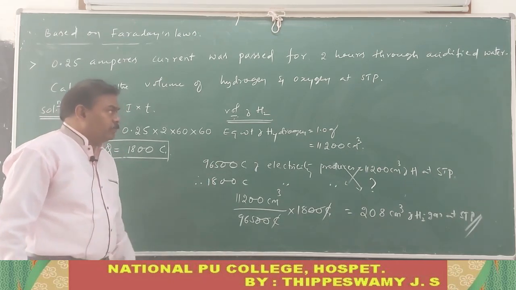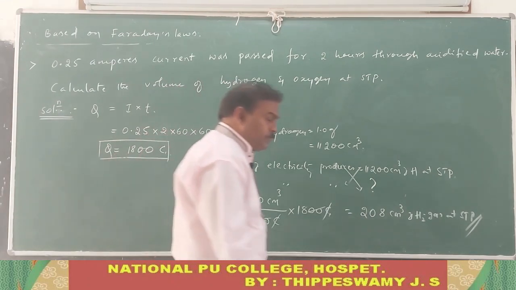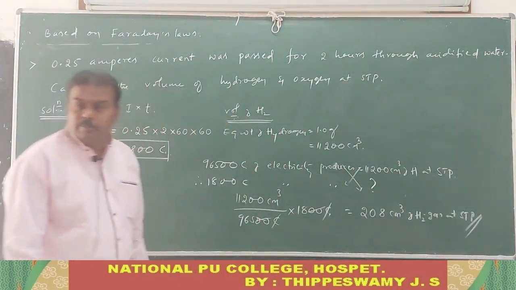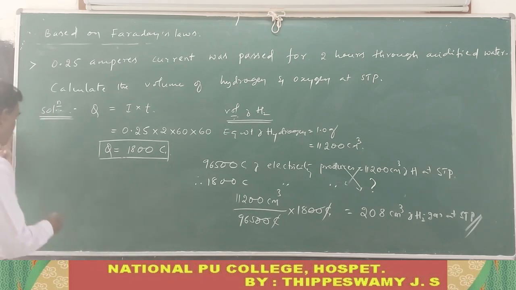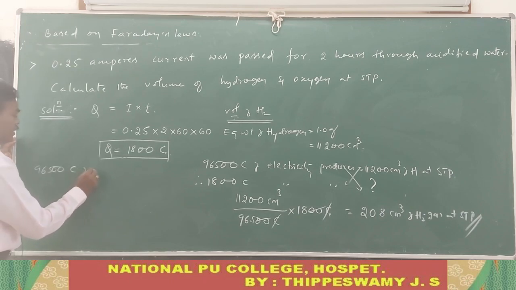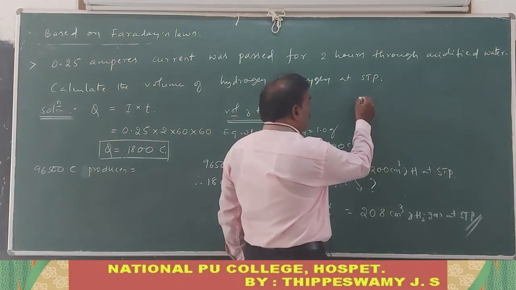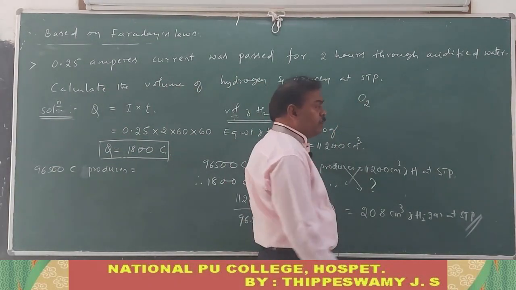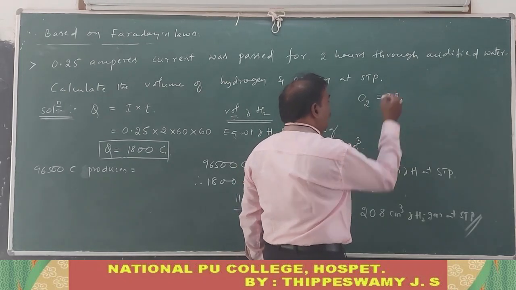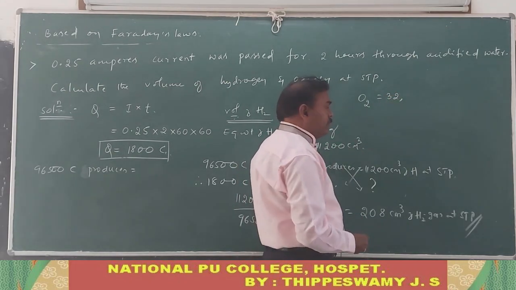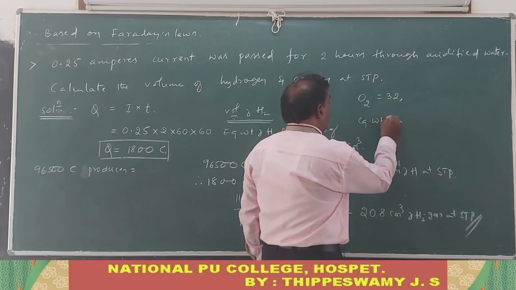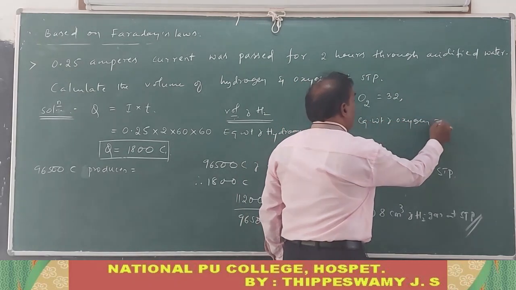Similarly, how to find the volume of oxygen at STP? Can you tell me now? In the same manner, 96,500 coulomb of electricity produces how much oxygen? We know that the formula of oxygen gas is O2. Its molecular weight is 32. And what is the equivalent weight of oxygen? The equivalent weight of oxygen is 8 gram only.